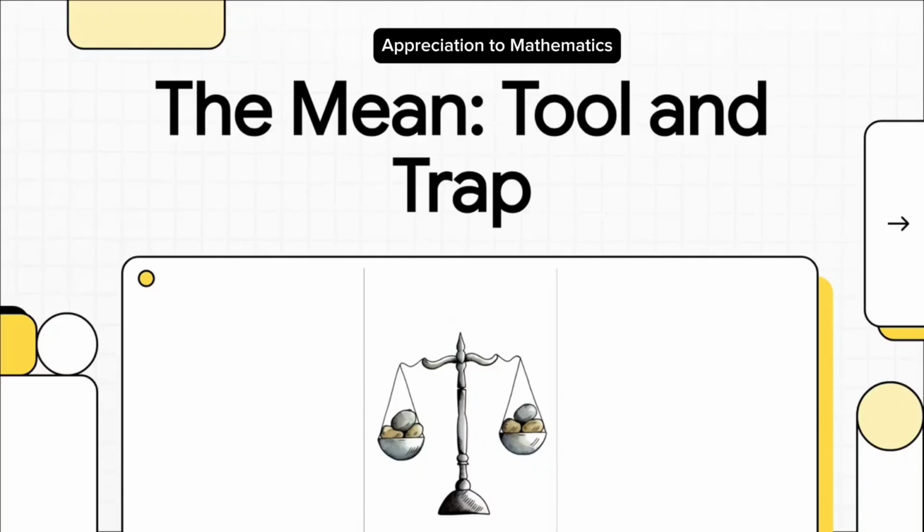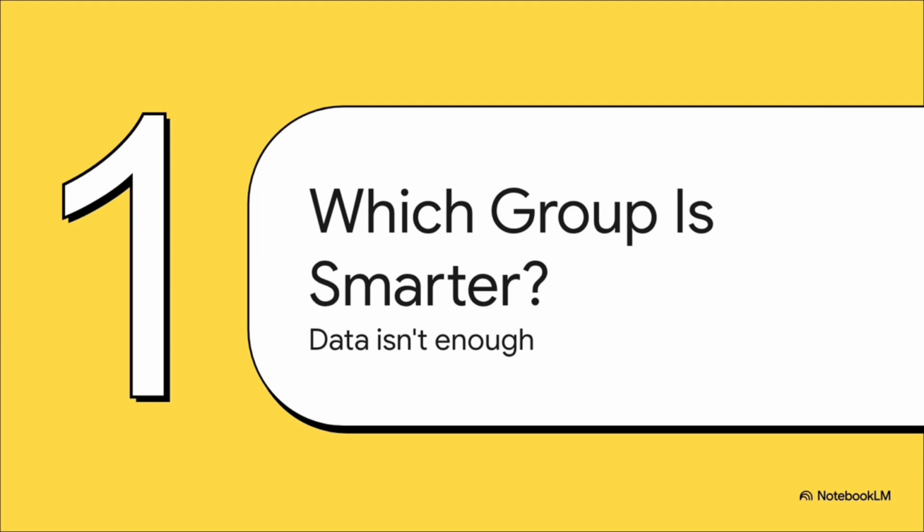We see this number everywhere, from sports stats to economic reports. It's the average. But this number, also known as the mean, has a hidden flaw that can be incredibly misleading. By the time we're done here, you're going to know exactly when to trust it and when to be very, very skeptical. So to get started, I've got a little puzzle for you.